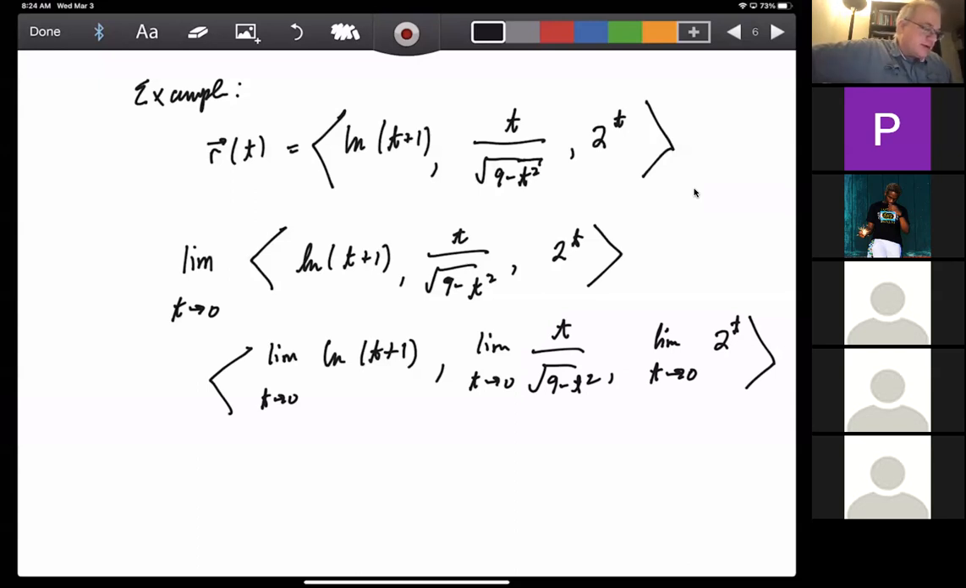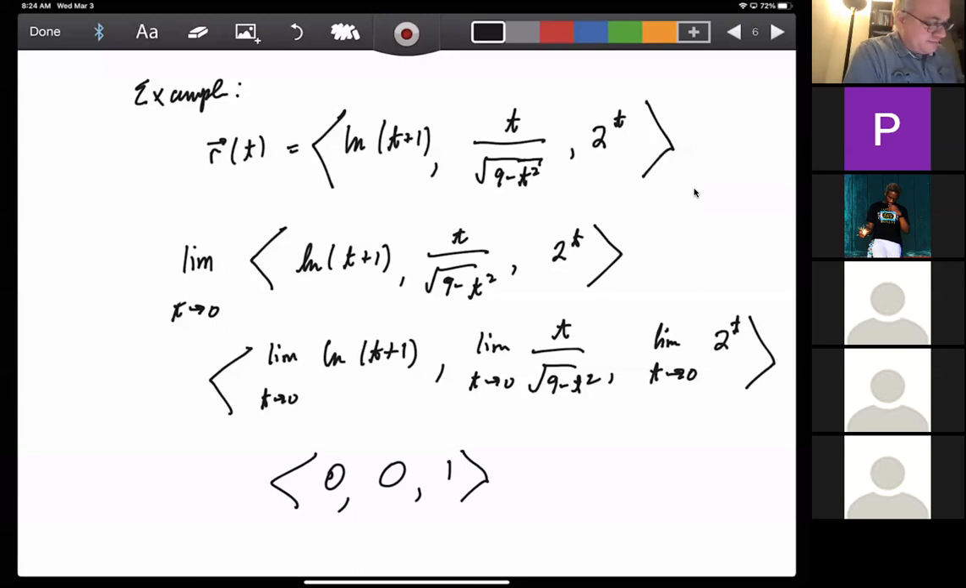And if you look at what's happening in this case, notice that if we plug in t equals 0 for the natural log, we get natural log of 1, which we can evaluate. Plug in t equals 0 for the middle, 0 over square root of 9, evaluates to 0. As t goes to 0, 2 to the 0 is 1. So we evaluated each of the component limits by direct substitution here, okay? This is because each of these component functions was continuous at the point where we're trying to evaluate.